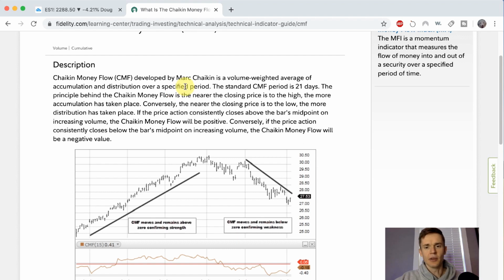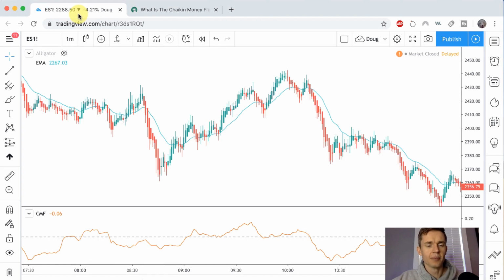There is a formula for this. If you want to find that formula, Fidelity has it. Multiple other places have it if you want to get into the math of it all. But we're going to spare you that today. Let's get right over into the indicator.